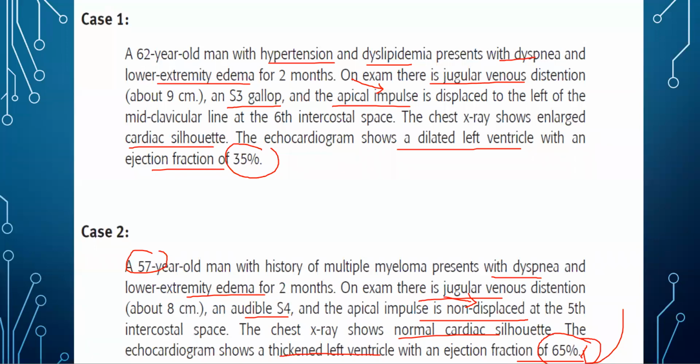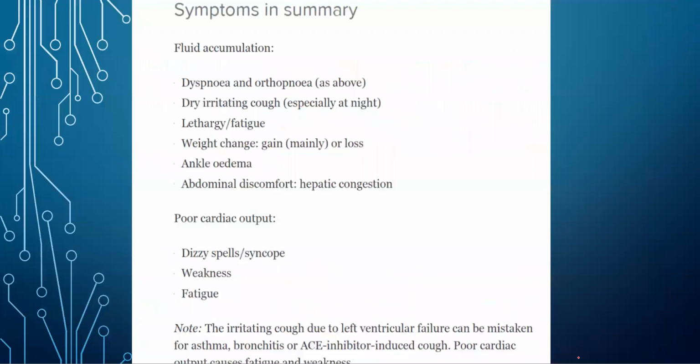Now, you can see the difference between these two. One of them is systolic heart failure, another is diastolic heart failure. So let's move into detail about this, then you will understand which one is systolic and which one is diastolic. Now, before we move into the subtype, what are the symptoms and signs of heart failure?